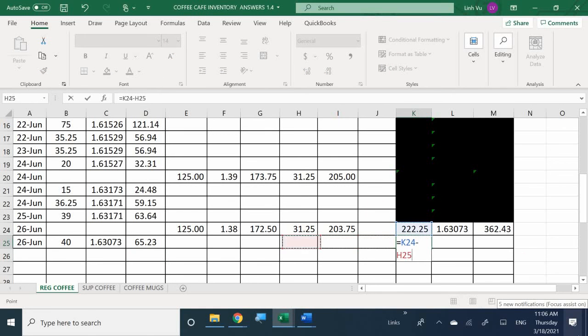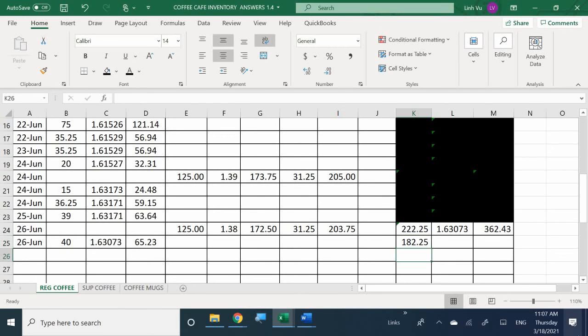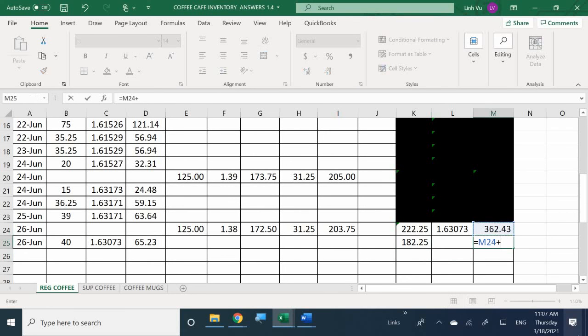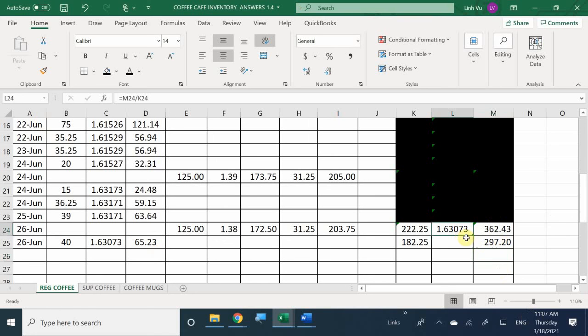Let's update my inventory. How much should I have left? 157? 182.20. Okay. Oh, not adding, we're subtracting. What's my new total cost? 297.20. Okay. So there you go. Should be now the same.